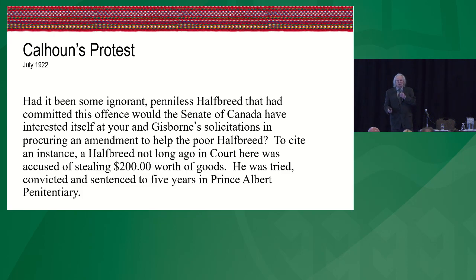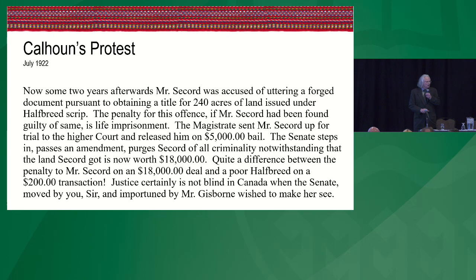This is very much on point here. Calhoun is able to point this out. There are two systems of justice here. Now, some 2 years afterwards, Mr. Secord was accused of uttering forged documents obtaining 240 acres of land. The penalty for this offense, if found guilty, was life imprisonment. The magistrate sent Mr. Secord up to trial. The judge released him on $5,000 bail. The Senate steps in, passes the amendment, purges Secord of all his criminal liability, notwithstanding that the land he got is now worth $18,000. I don't think so, but anyway, might as well make it a big number. And a poor half-breed on a $200 transaction.